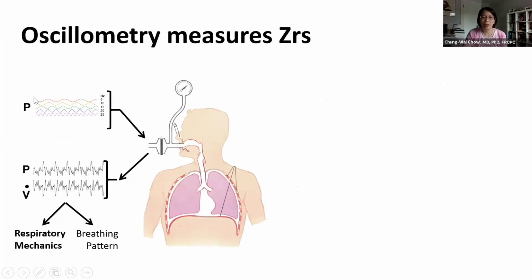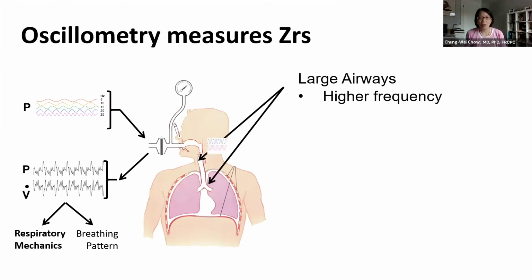So what we're doing here is imposing pressures of different wavelengths on the patient's normal breathing pattern. And what we measure at the end of that are changes in the pressure and the flow. Through this, we're able to do the signal processing to get the information that we need to assess respiratory mechanics.